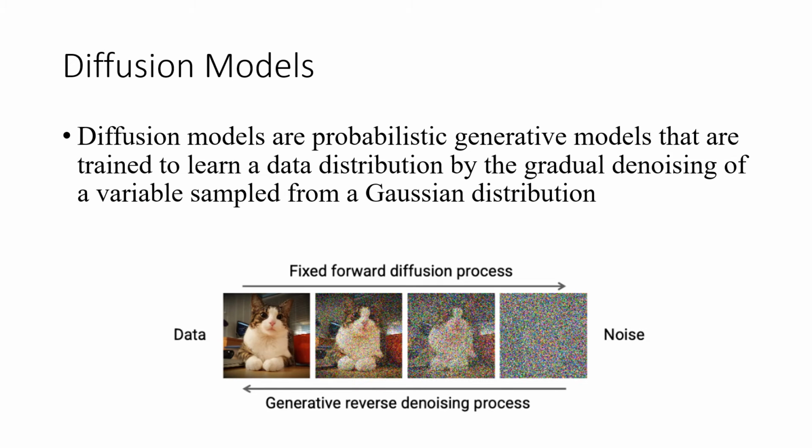I would like to start talking about what diffusion models are. Diffusion models are probabilistic generative models that are trained to learn a data distribution by the gradual denoising of a variable sampled from a Gaussian distribution. They take the input image and gradually add Gaussian noise to it through a series of t-steps. They call this the forward process. So this is a fixed process. And then a neural network is trained to recover the original data by reversing the noising process. By being able to model the reverse process, they can generate new data like shown in the figure below.